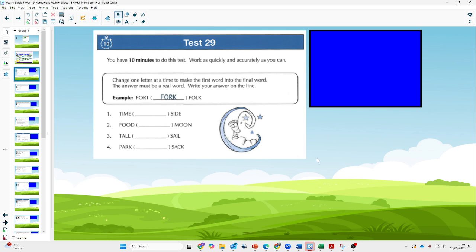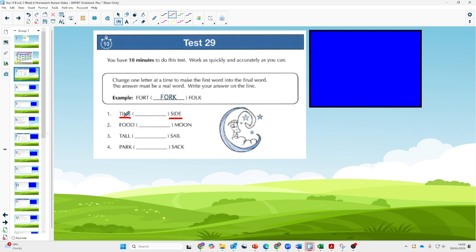We've got to change one letter at a time to make the first word into the final word. The answer must be a real word. Write your answer on the line. And the way to do this is to compare the two words that you are already given. So we've got the word time here and we've got side. So you have a look and you decide, well, why are they different? Well, of course, the T and the S have been changed.